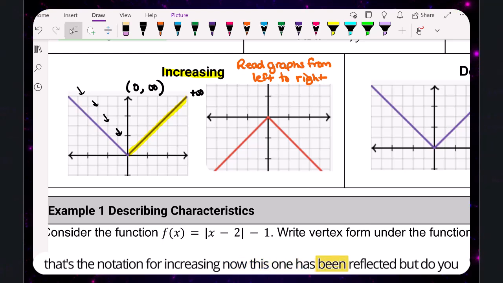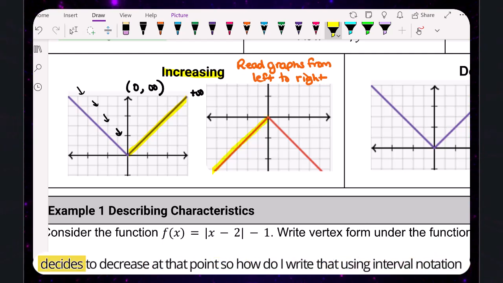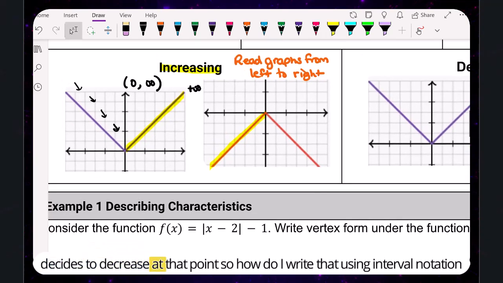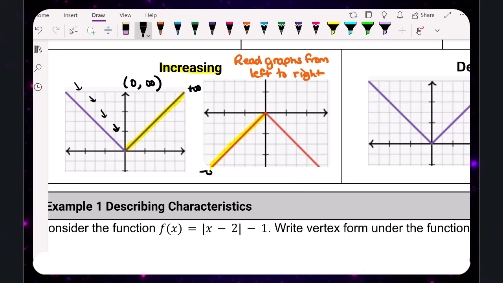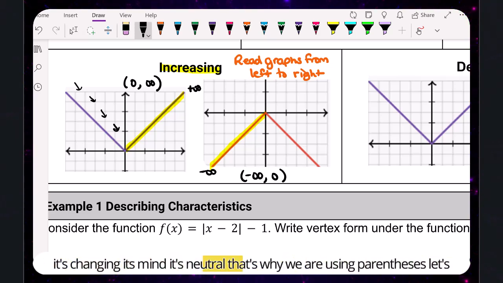Now this one has been reflected. But do you see how it actually starts at the left? It is increasing, and then it stops, and then it decides to decrease at that point. So how do I write that using interval notation? It starts at negative infinity, and then it decides to stop at 0. So 0 is where it's changing its mind. It's neutral. That's why we are using parentheses.